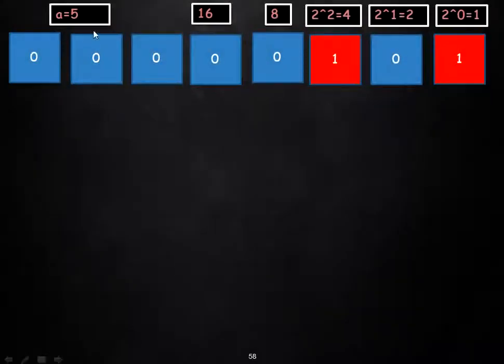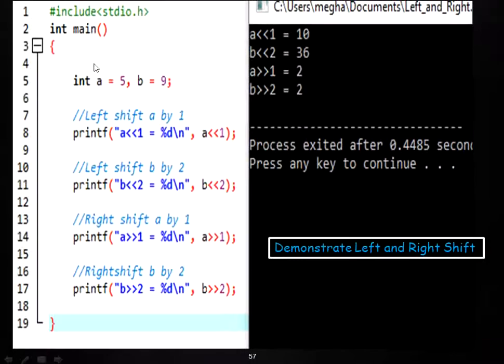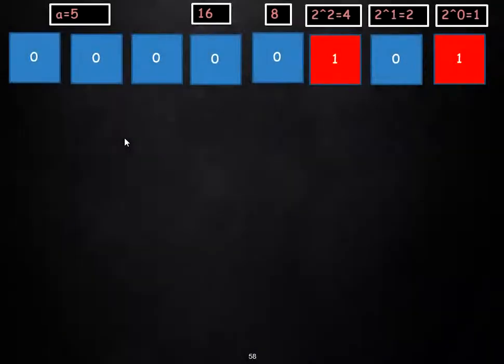So assume A is 5. So here A is 5 and A is shifted 1 to the left. To represent 5, I represent it in binary. Now 1, 2, 3, 4, 5, 6, 7, 8. This is a collection of 8 bits, right? Okay. So 5 is the addition of 4 and 1. This block represents 2 raised to 0, this represents 2 raised to 1, this represents 2 raised to 2. So this will be 1, 2, 4, 8, 16, 32, 64, 128.